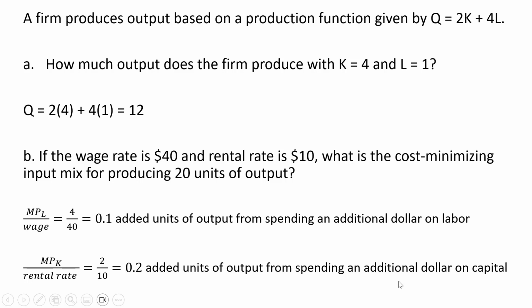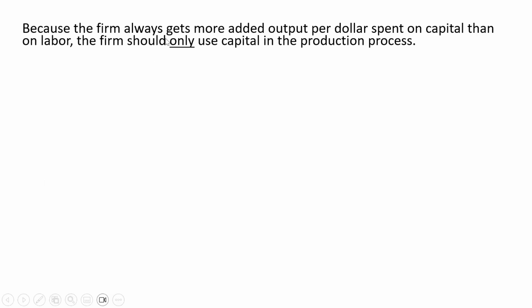So for this firm, by spending one more dollar on capital, you get more output, more bang for the buck, than if you were to spend one more dollar on labor. So in this case, a firm should only use the input that gives the firm the most output per dollar spent, and that again is going to be capital. To sum up, because a firm always gets more added output per dollar spent on capital than on labor, the firm should only use capital in the production process. So this firm will not hire any workers given this production function and the prices of the inputs.